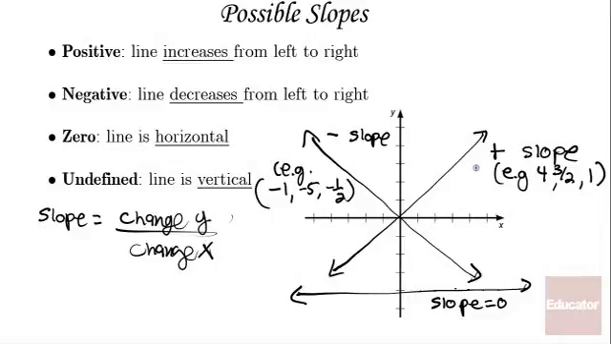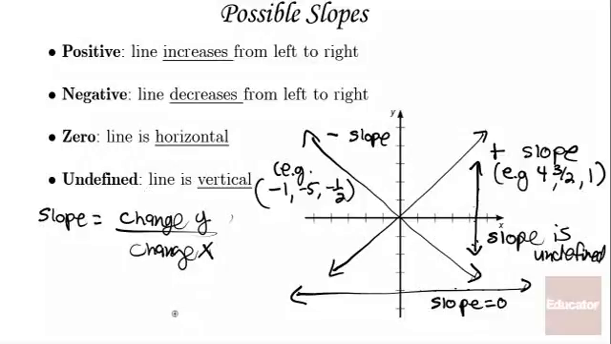Vertical lines present a different situation. For a vertical line, the slope is undefined. Again, looking at the slope equation, change in y over change in x. Here, there is no change in x. X is a certain value everywhere along that line.